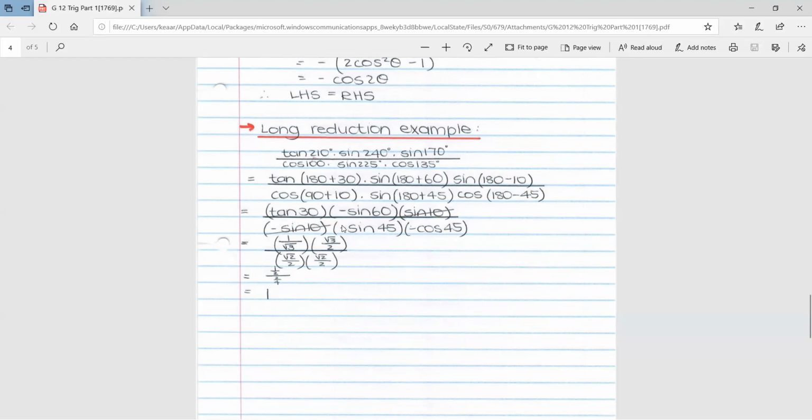Then this negative times this negative can cancel each other out to be a positive, and this negative divided by that negative will cancel each other out to become a positive. So we know everything, we can work with positives now.